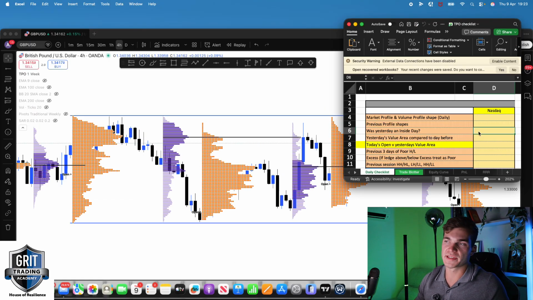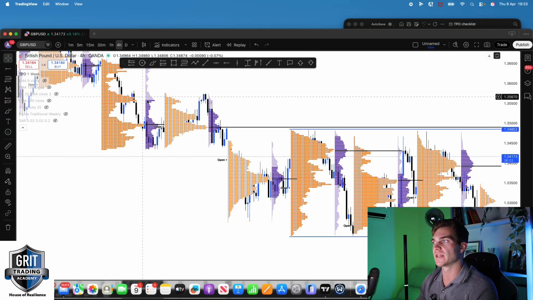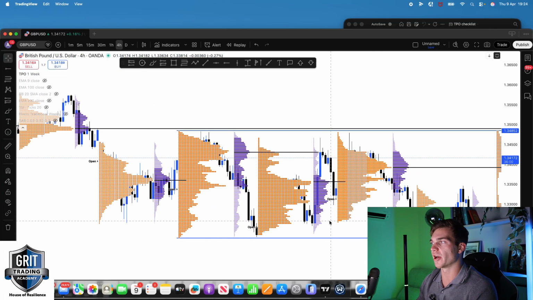So how we would put this into our point system is we would come in here and have a look if our most recent profile is contained within the previous one. So if we were trading this in real time and the price stopped here, we could see that this was inside. I'd be looking back, seeing that we're in a downtrend, and thinking, okay, we've got an inside day.